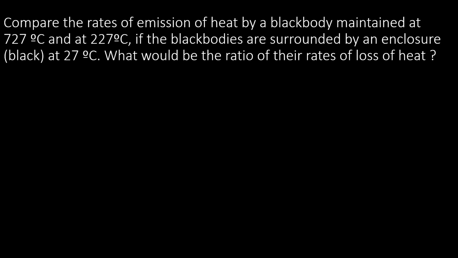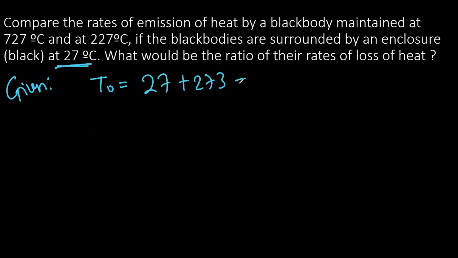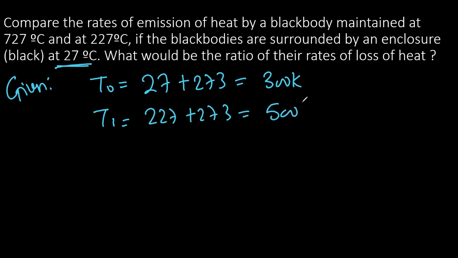So, two conditions are given with an enclosure. For both conditions there is an enclosure. So what is the enclosure? Let's take T0, that is at 27 degrees Celsius. If we add 273, it will become 300 Kelvin. And what are the two conditions? The first condition is 727, so this will become 1000 Kelvin. The second is 227, so if I add 273, this will become 500 Kelvin.